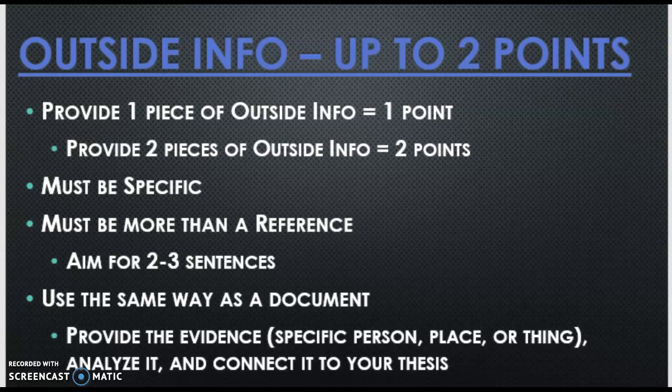Again, it has to be specific, right? You've got to name a person, a place, or a thing. Okay, it's not vague. And it's got to be more than just a reference, right? So it's not just a little phrase or a sentence that you throw in there. It's really got to be meaty, right? So aim for like 2 or 3 sentences. And really you're using this the same way you'd use a document. So this is in your body paragraphs, right? So you provide that piece of evidence, a specific person, place, or thing. You analyze it just like you're analyzing the documents, and you're connecting it to your thesis, just like you're connecting the documents to your thesis, okay?